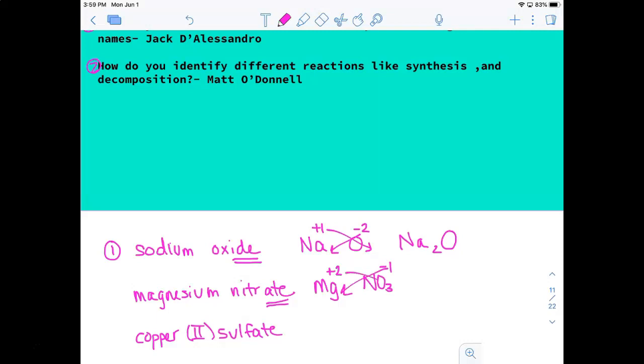When I take these numbers and crisscross them, with a polyatomic ion, whenever you have more than one of them, you have to put it in parentheses. So that little 2 that I'm going to bring down is going to go on the outside of the parentheses to show there's 2 of that whole thing.